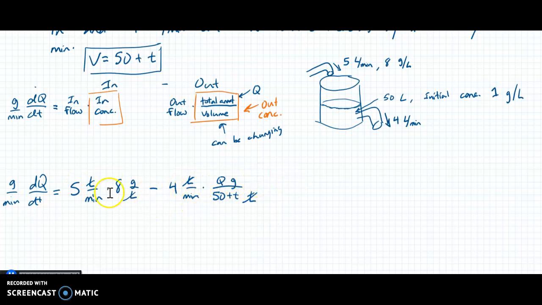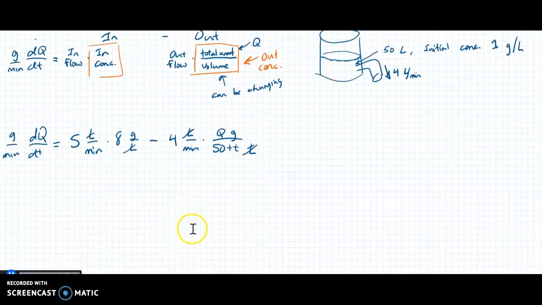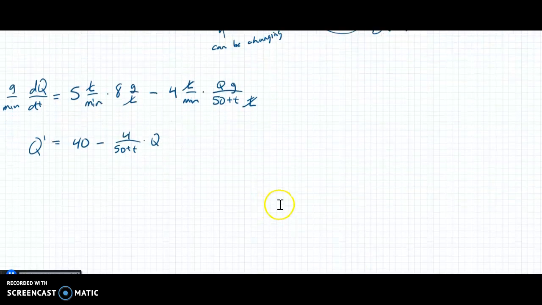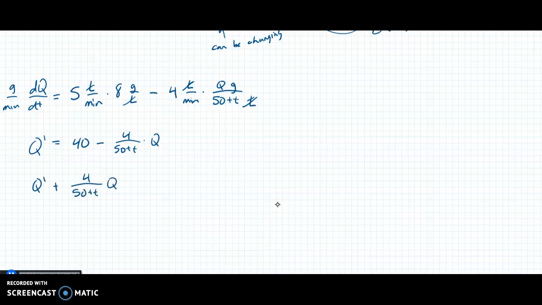That's the setup. That's the in rate minus the out rate. Now that we've checked everything, let's write Q prime equals 5 times 8, that gives me 40, minus 4 over 50 plus t times Q. So let me move it over, and it'll be in a normalized form. Q prime plus 4 over 50 plus t times Q is equal to 40.